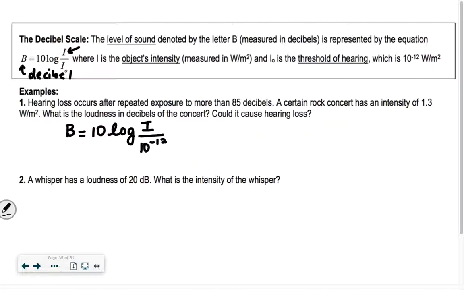I don't know why they just don't put that in the formula, right? So it's going to be 10 times log of 1.3 over 10 to the negative 12. Where does this 85 go? Oh, we're just going to see if it's more than 85. So I would do my 1.3 divided by 10 to the negative 12. And then I do the log of that times 10. So you could do that all together. So we get 121.139 decibels.